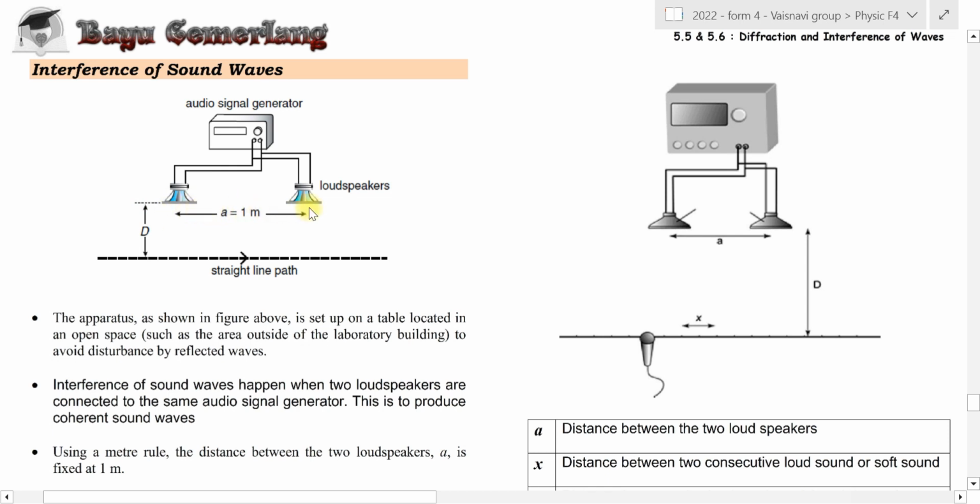Yang itulah A dia. Okey, lepas tu bagi satu orang jalan along the straight line path. Di situ dia akan ambil konstruktif dia adalah loud sound, destruktif dia adalah soft sound. Jadi dia akan dengar loud sound, soft sound, loud sound, soft sound. So the distance between two consecutive loud or two consecutive soft sound is the X. And the distance between A and your X taken is D.